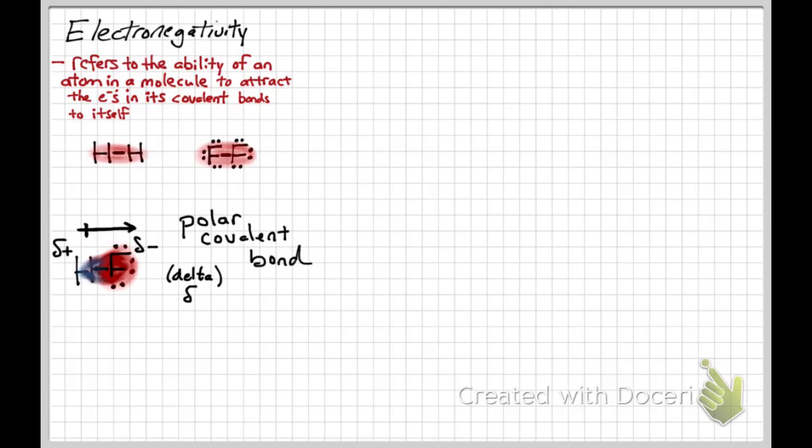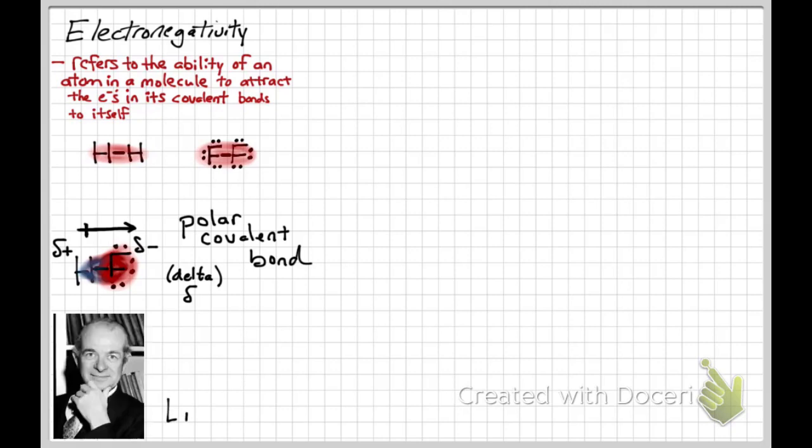Now, the idea of electronegativity and polar covalent bonds was first proposed by Linus Pauling, a very famous and influential chemist who actually won the Nobel Prize in Chemistry and Peace, one of the only people to win 2 Nobel Prizes by himself and in 2 different categories. And Pauling used this idea of electronegativity to explain the difference in bond energies for the HF bond compared to the hydrogen-hydrogen bond and fluorine-fluorine bond.